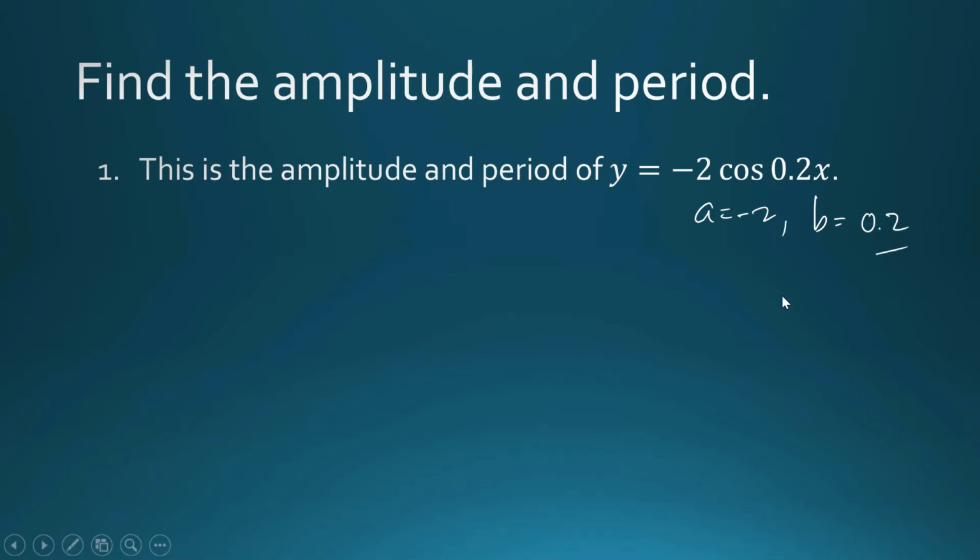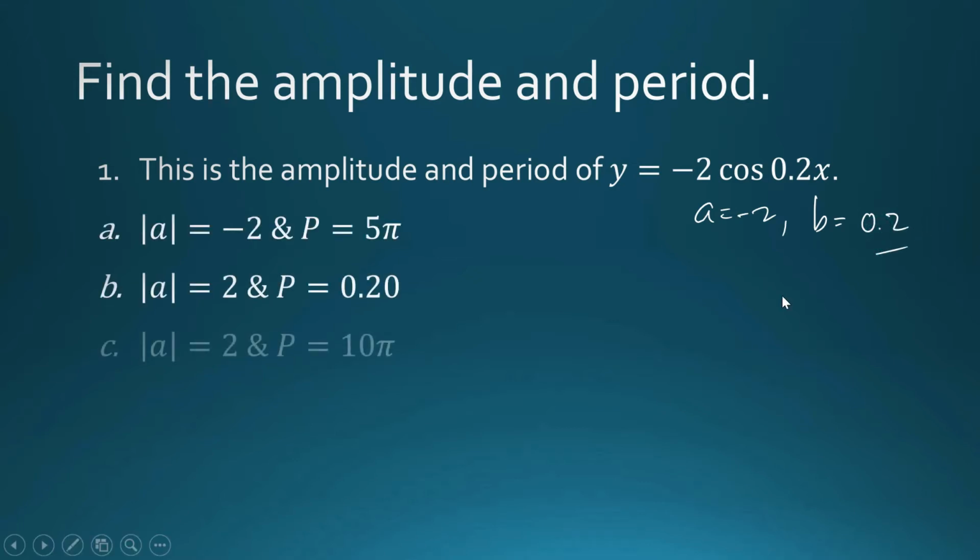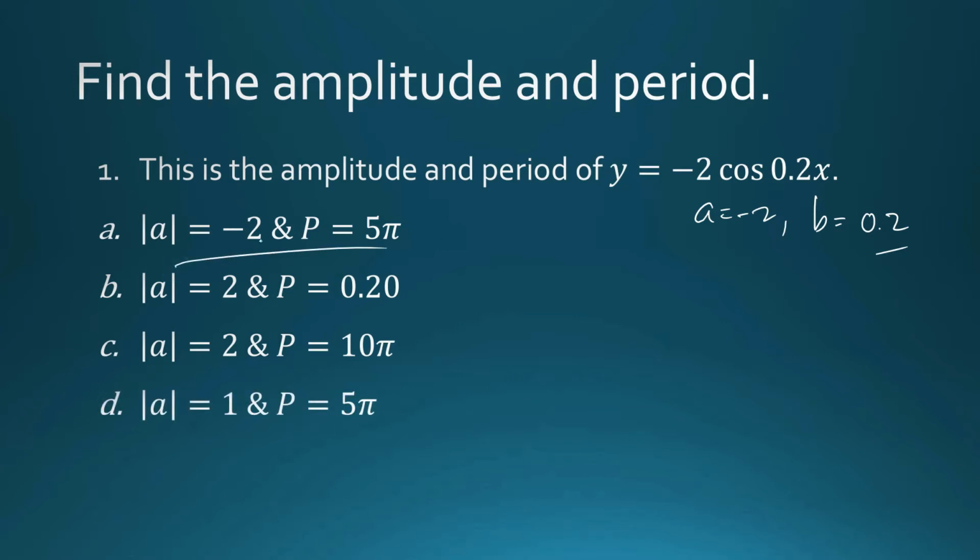Okay? So what is the answer? Well, obviously, this is not the answer because the absolute value of a real number is never negative. So this is not the answer. And also, this is not the answer because the absolute value of a is not 1. It's equal to 2. Okay, so we are left with these two choices.